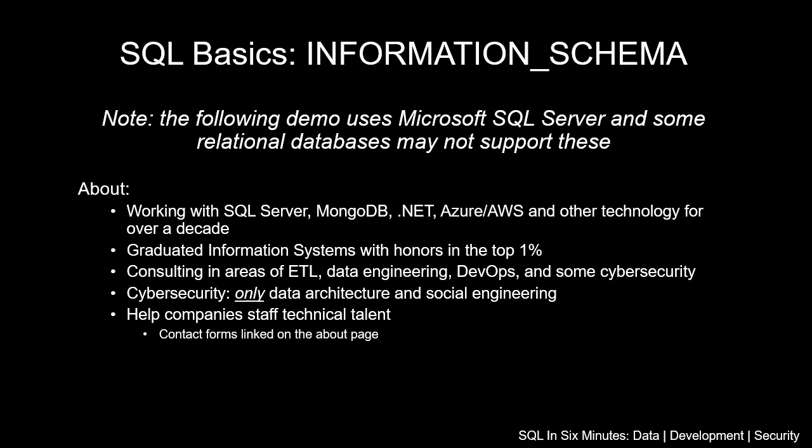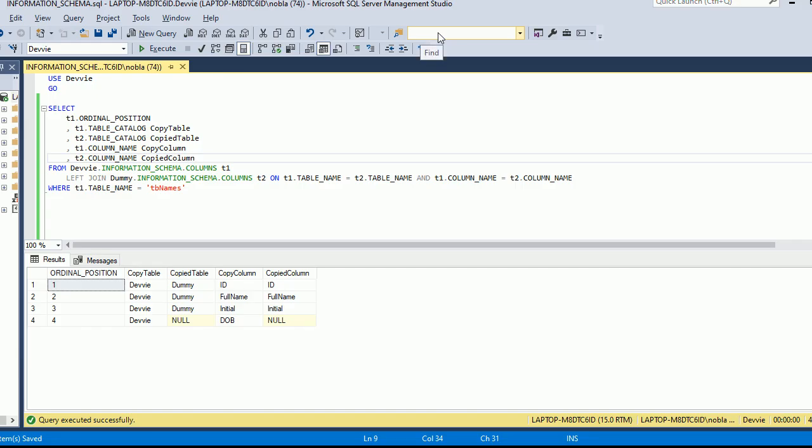So the following demo uses Microsoft SQL Server, and some relational databases may not support these information schema objects. So you'll want to find where to get meta information, I should say, in whatever relational database system you use, and then from there you can make appropriate comparisons. So in this video, we're going to be comparing the information schema.columns on one database to another.